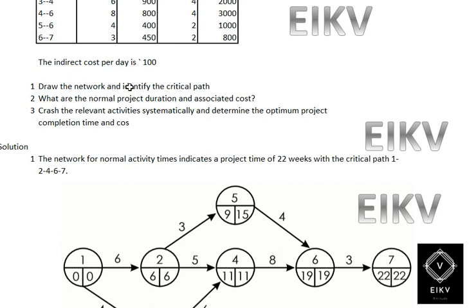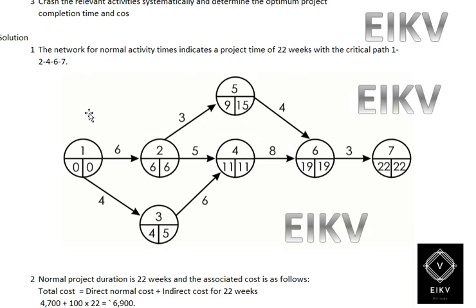Now the requirement. So draw the network and identify the critical path. What are the normal project duration and the associated cost? Crash the relevant activity simultaneously and determine the optimum profit. So we have 3 requirements. So number 1, draw the network diagram and identify the critical path. Then what is the normal cost and what is the crashed cost.